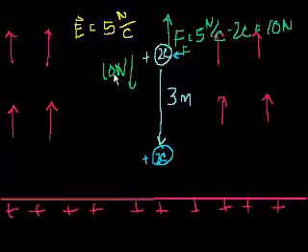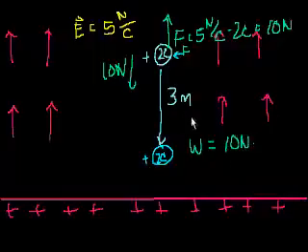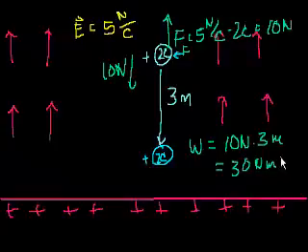So, just for our purposes, you have a 10 newton force downward, and you apply that force for a distance of 3 meters. The work that you put in to take this 2 coulomb charge from here to here is going to be equal to 10 newtons, that's the force, times 3 meters. So the work is going to equal 30 newton meters, which is equal to 30 joules, right? A joule is just a newton meter.